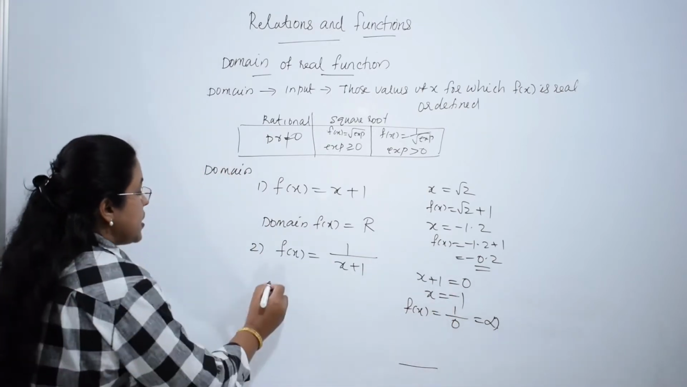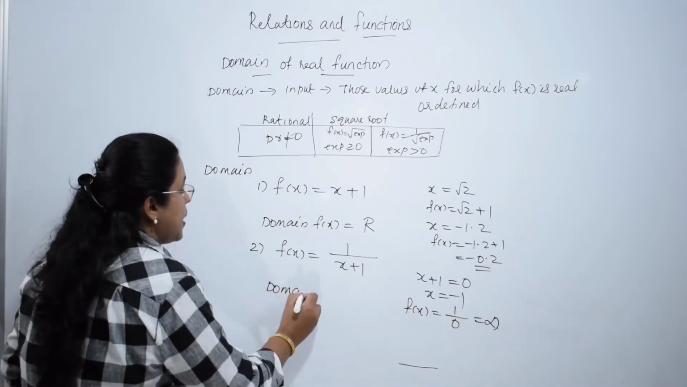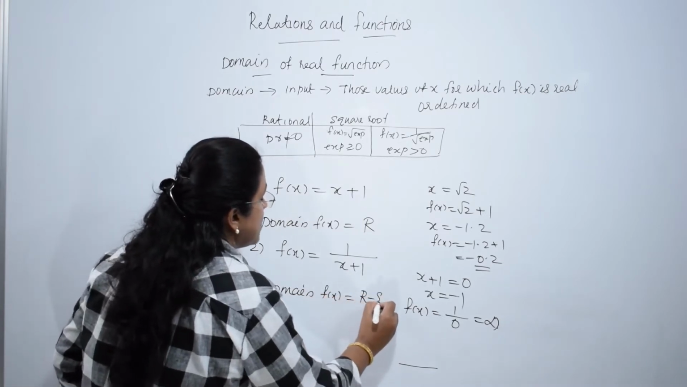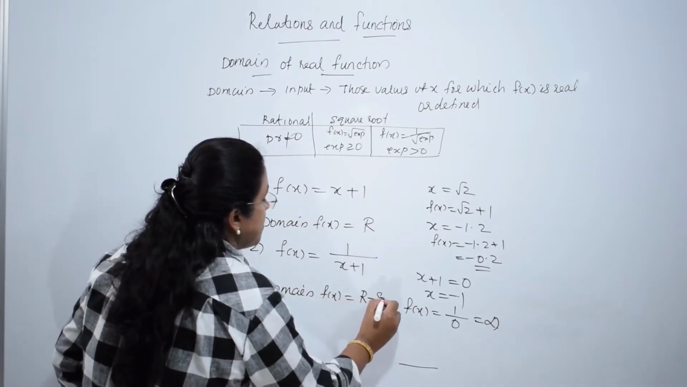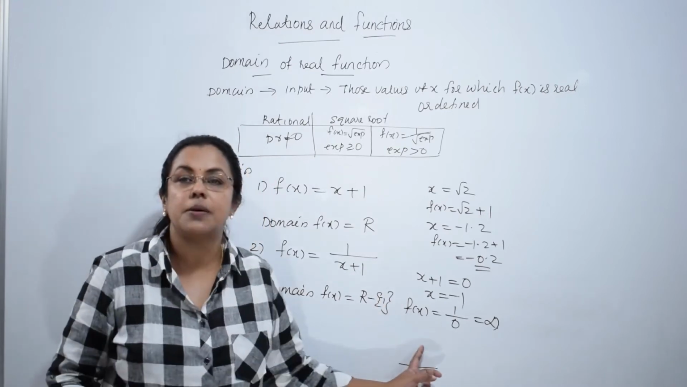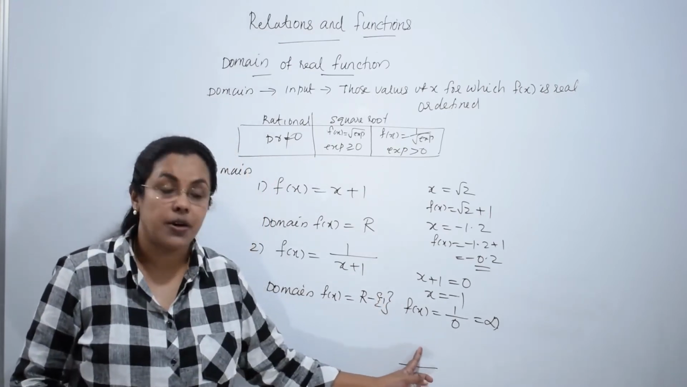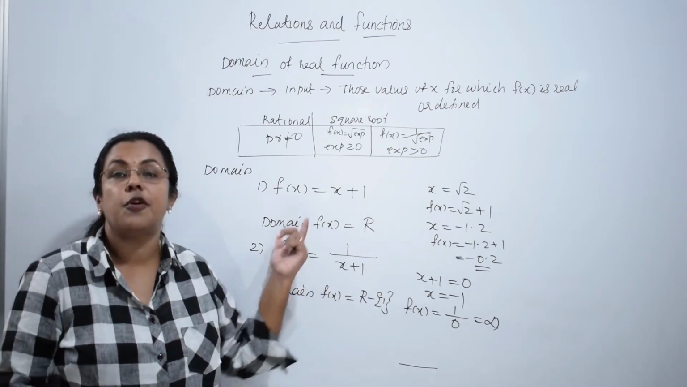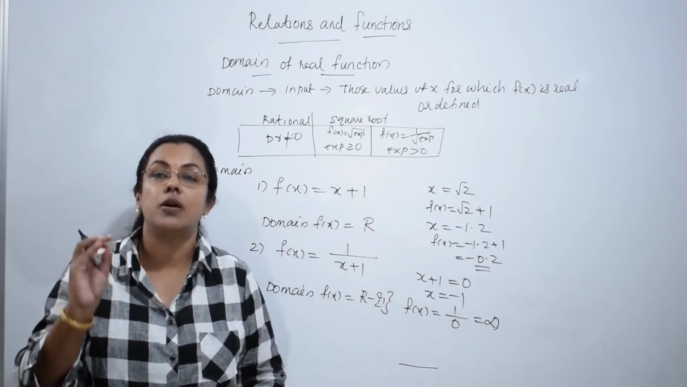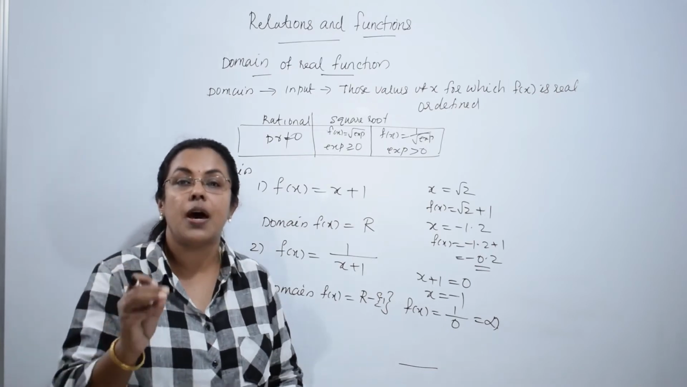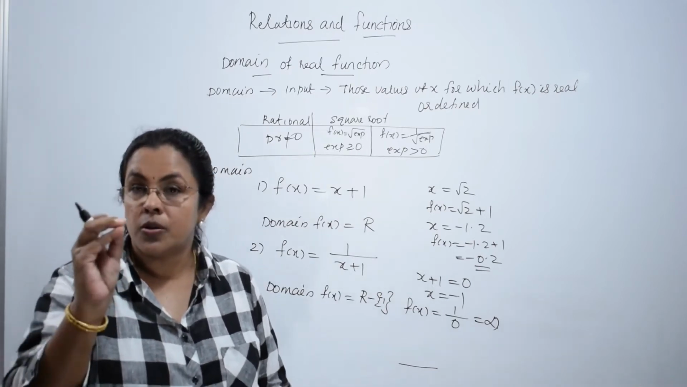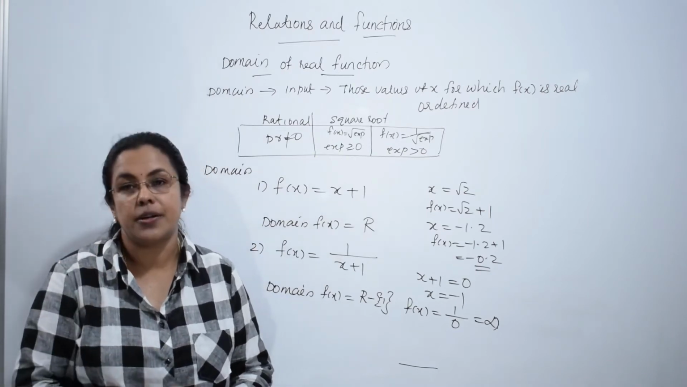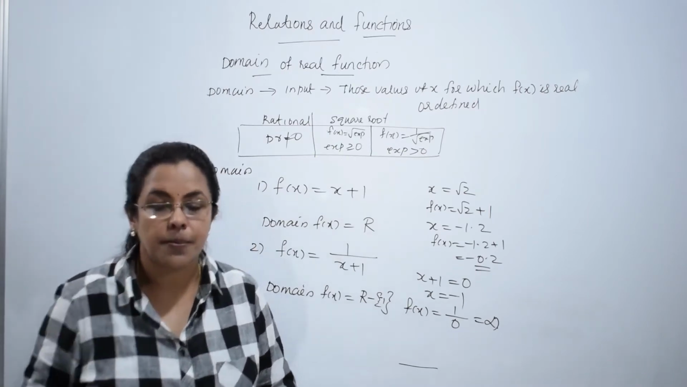So, what is the domain of the function? The domain of f of x here is the set of real numbers minus 1. Why minus 1? Because at minus 1, f of x becomes infinity or not defined. So, we have to remove those values of x for which the function is not defined. Clear? Let us do some more questions.